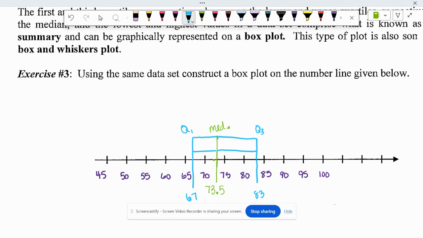And then my whiskers are my maximum and my minimum. My minimum was 52. So I'm going to draw this line out to right here. And I'm going to put the word minimum over the top of it. And I'm just going to draw an arrow and put 52 because that was my minimum. And what was my maximum? Do you guys remember? Wasn't it 98? Yes, my maximum is 98. So I'm going to put a little point on my number line and call that 98.